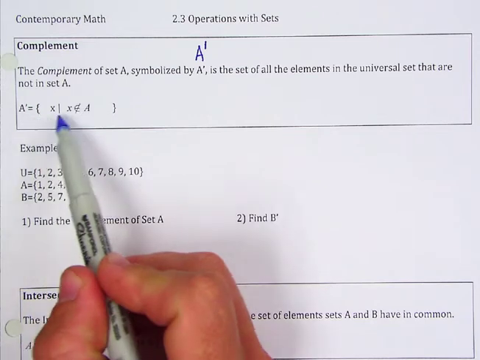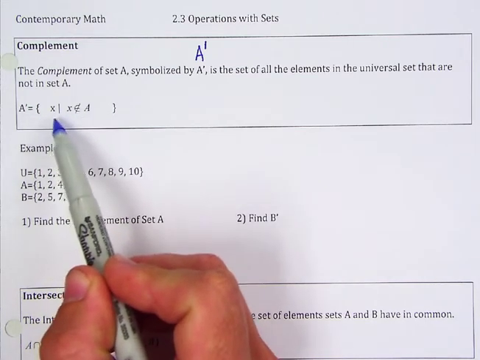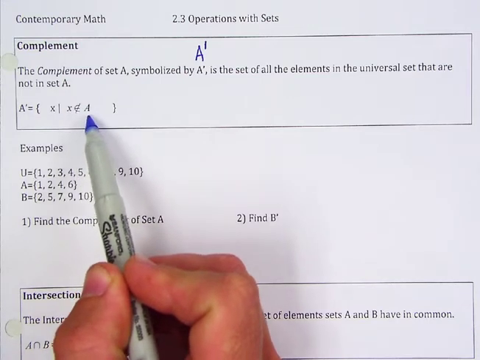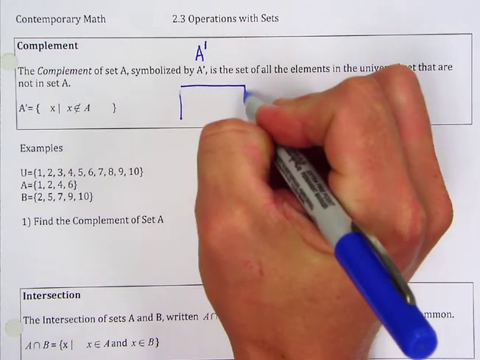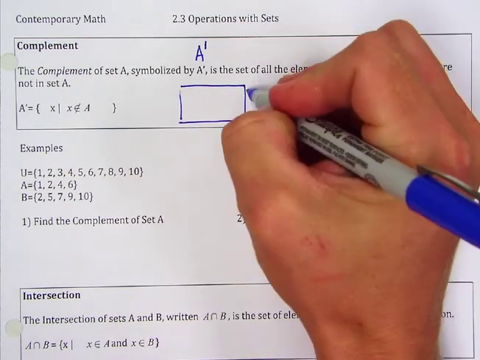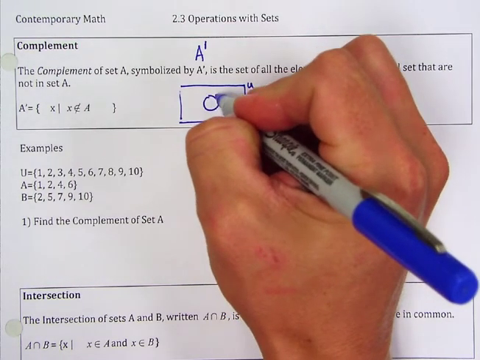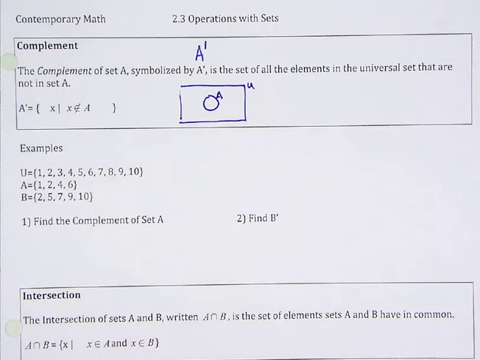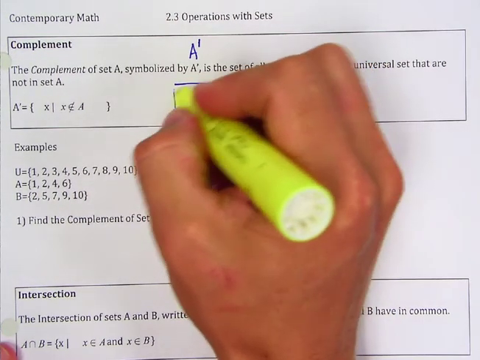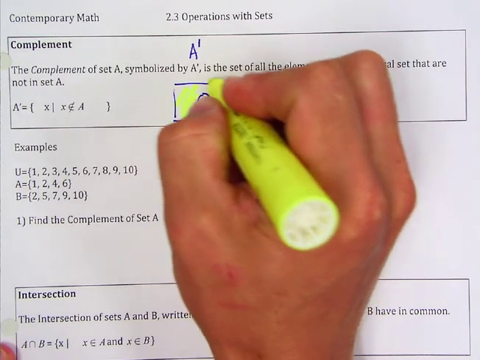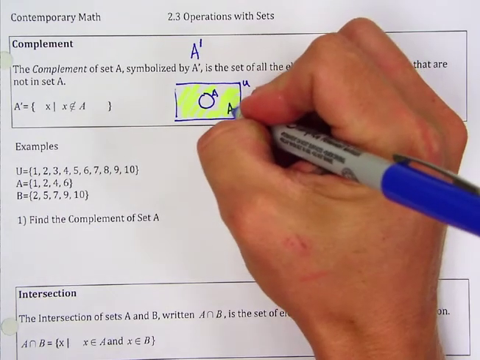And so this is a way we can write that in set builder notation. So it's all values such that the values are not in A. So very quickly, if we're looking at a Venn diagram of this, here's our universal set. So that's everything. Here is set A. And so what we're really looking for when we look at A complement is everything that's not in A. So it's everything on the outside here. So all of this stuff is A complement.